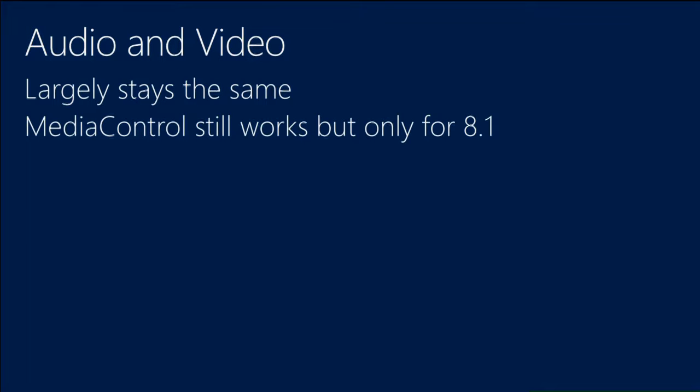I want to go through those three types of apps we talked about real quick. The first, audio and video, largely stays the same, with the exception of that media control. We have that system transport control that we wire into. This still works, but this is your change for 8.1. It will work in 8.1, but after that, it's basically going away, and it's being replaced by system media transport controls.